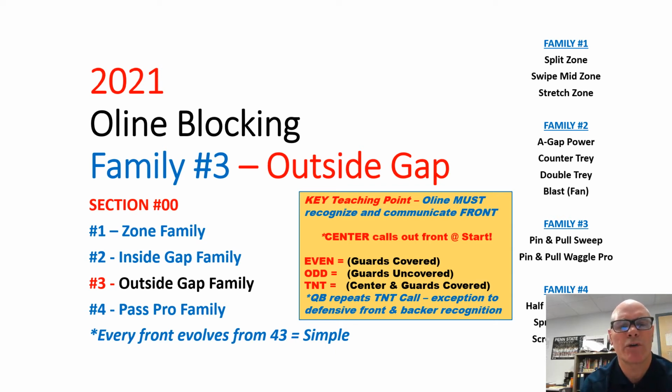I want to talk about O-line blocking, specifically family number 3, which is our outside gap, a man scheme for outside run. Again, as always, we want our O-line to recognize and communicate the front. Center calls that out before the play starts. We've got only 3 kinds: an even, guards covered; odd, guards uncovered; and a TNT with the center and guards covered. Let's take a look.